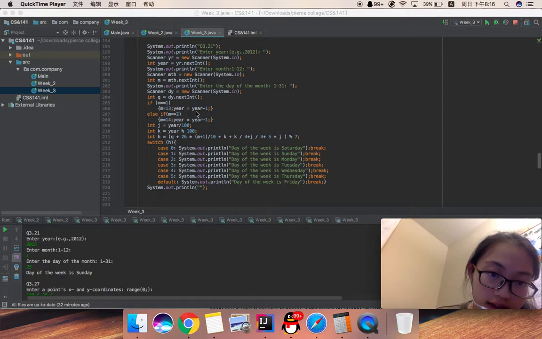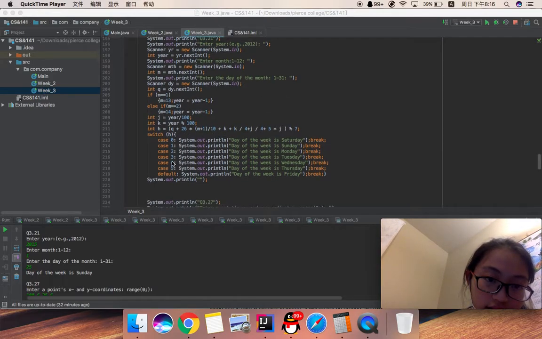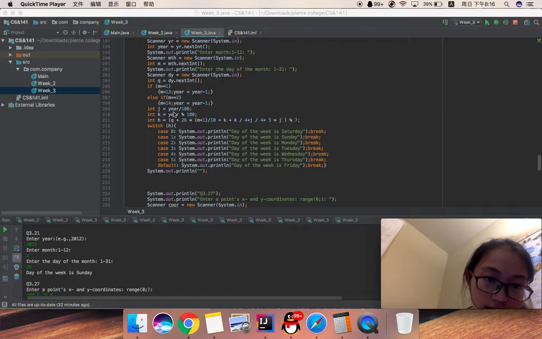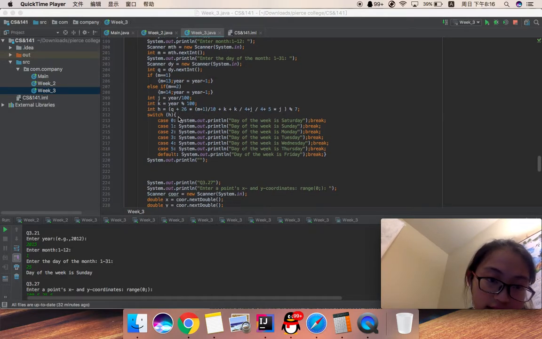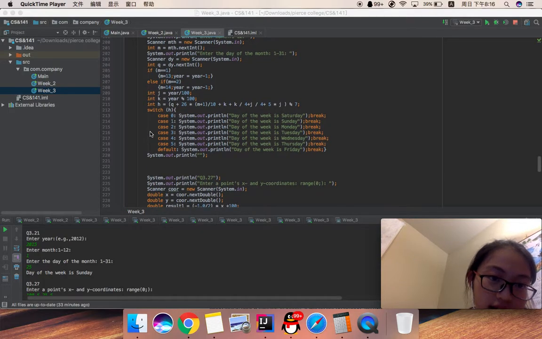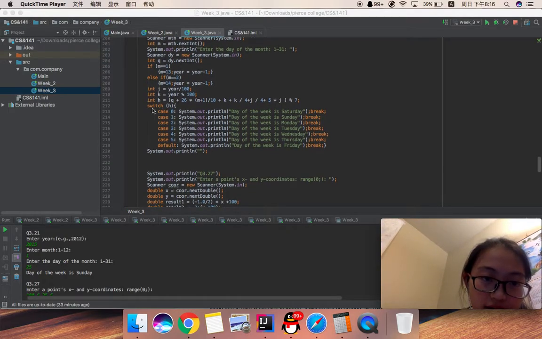And so I have my year minus 1, which gives us the year number of the previous year. Here I divide the year by 100, that gives me the century number, and the remainder tells us which year it is in the century. I have my formula here to calculate which day of the week it is, and I use the switch statement to assign each number to a day of the week and print it out. So case 1 is equal to Saturday, case 2 is equal to Sunday, and so on.